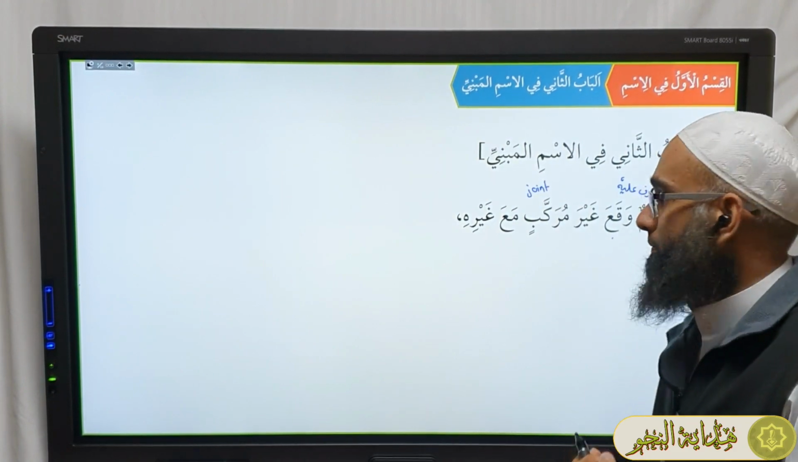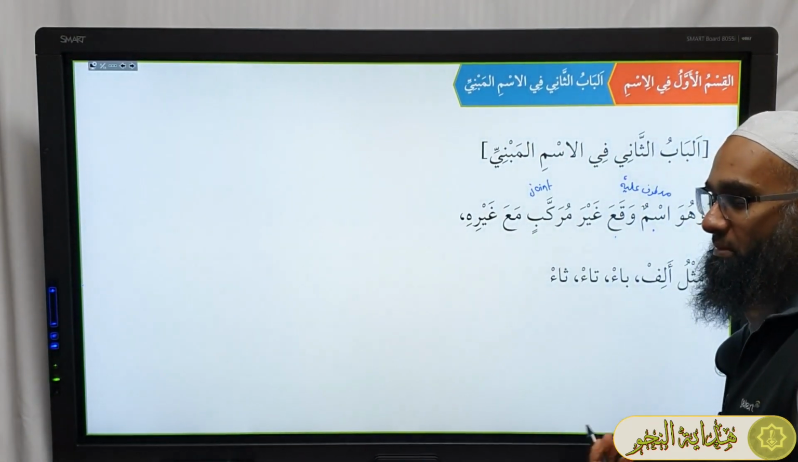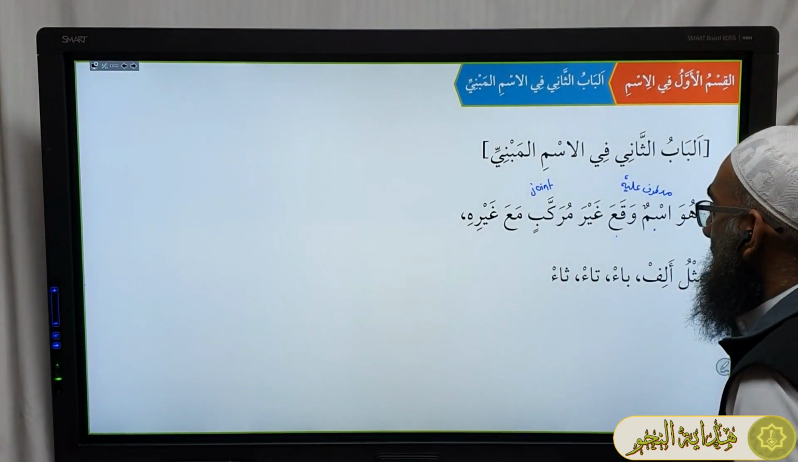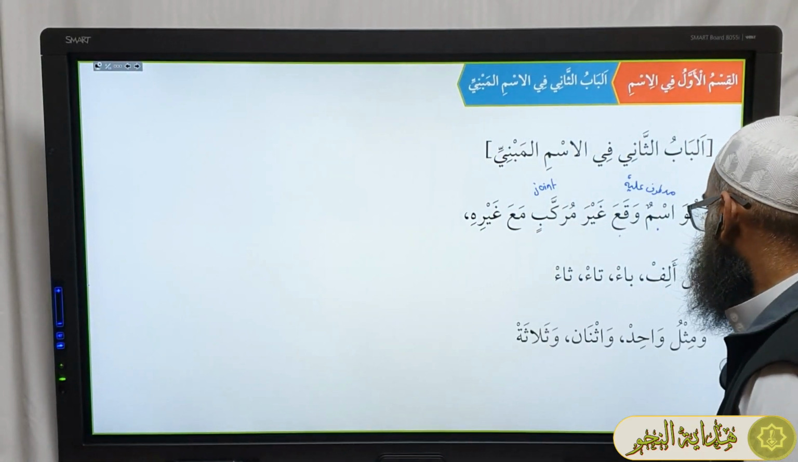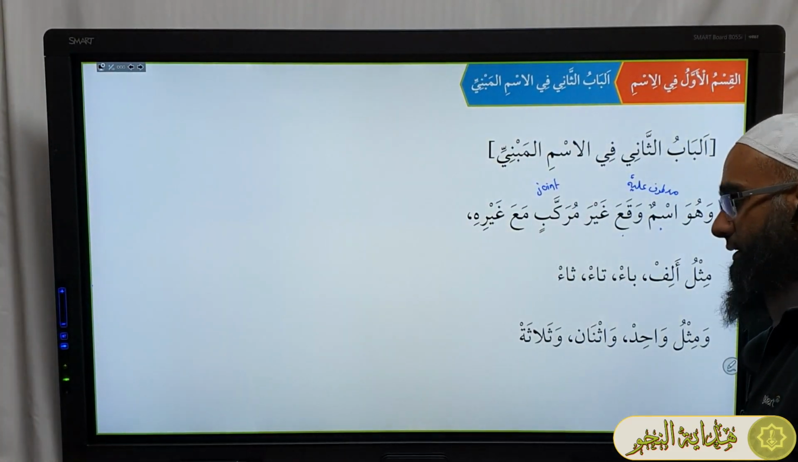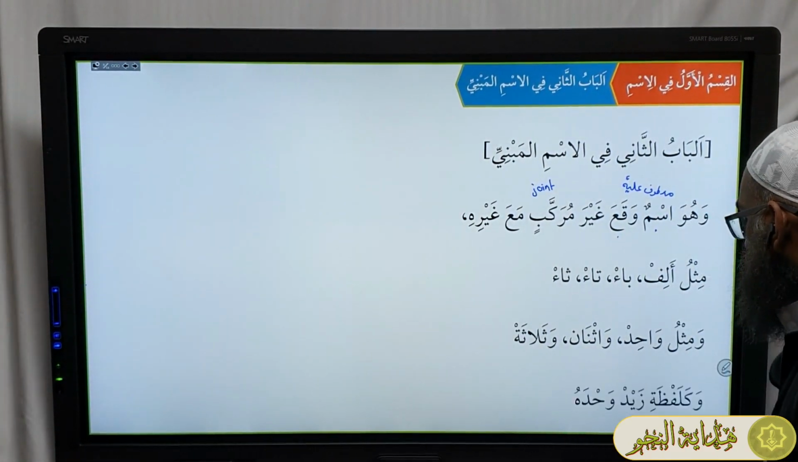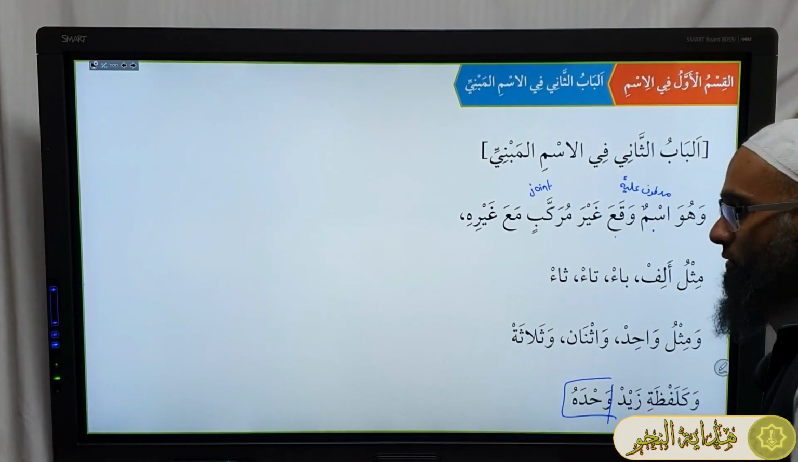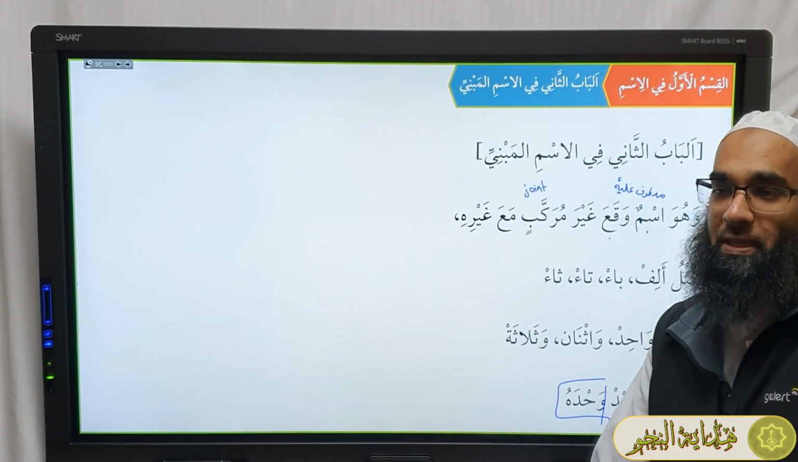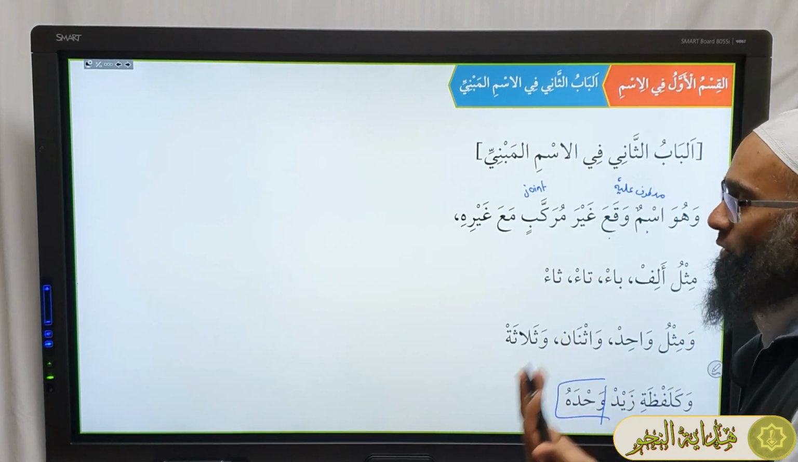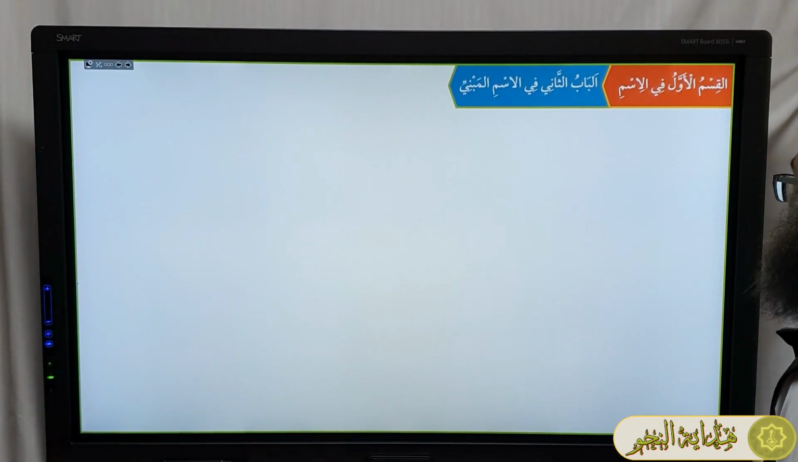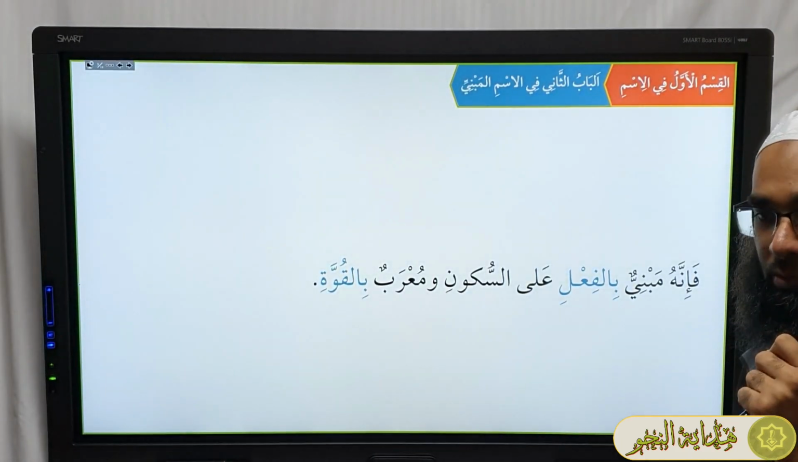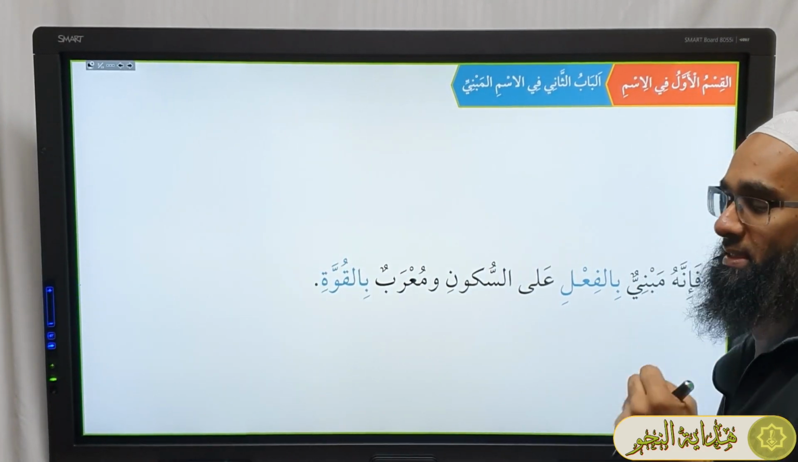Basically, if you say a word on its own, if I say alif, is it marfu', mansub, majroor? There's no amil, so you can't give an i'rab. So it's mabni. Ba, ta, sa, or wahid, ithnan, thalatha. There's no amil. Or Zaid, wahdahu. If I say Zaid alone, is it marfu', mansub, majroor? There's no amil, so it is mabni. If something occurs on its own, without a structure, you say this is mabni.